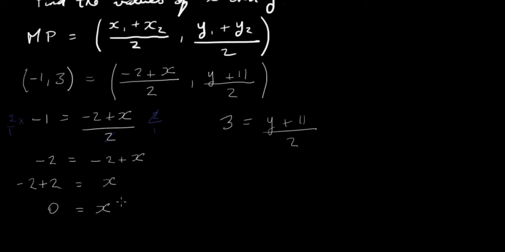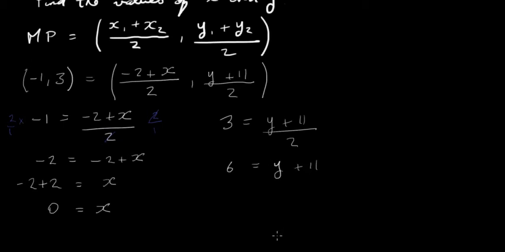Okay, so let's do exactly the same for this here. 3 is equal to y plus 11 over 2. So we'll do the same thing. We have a 2 on the bottom of this fraction, so I want to get rid of that 2. So what I'm going to do is multiply both sides by 2. So if I multiply this side by 2, I'll get 6. If I multiply this side by 2, this 2 will cancel here, and we just end up with y plus 11.